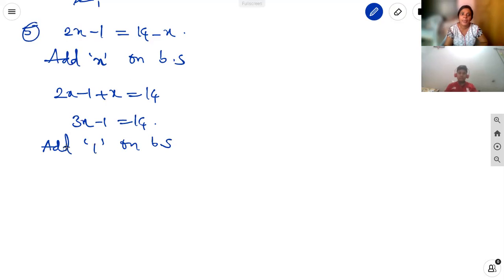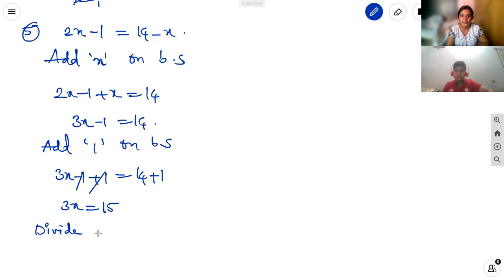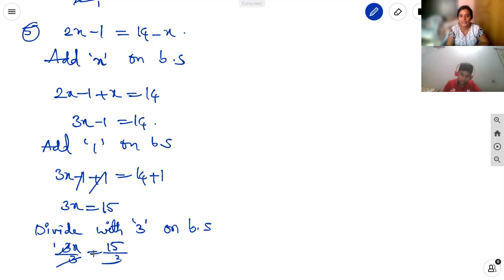Add 1: 3x - 1 + 1 = 14 + 1. Minus 1 plus 1 cancel. 3x = 15. Now divide with 3 on both sides. 3x upon 3 equals 15 upon 3. 3 ones are 3, 3 fives are 15. So the x value is 5.